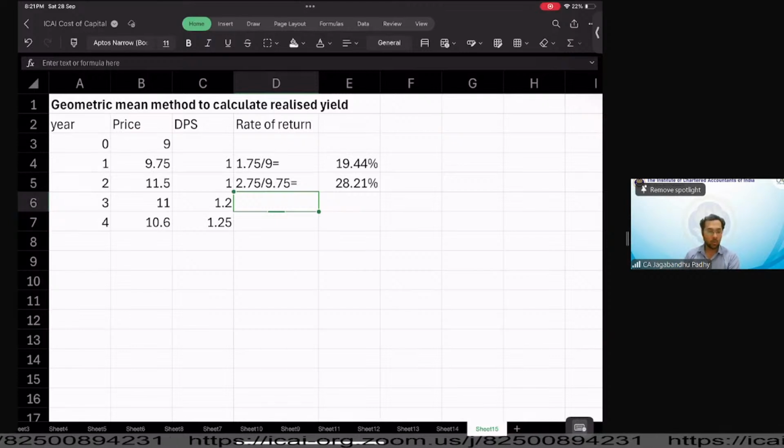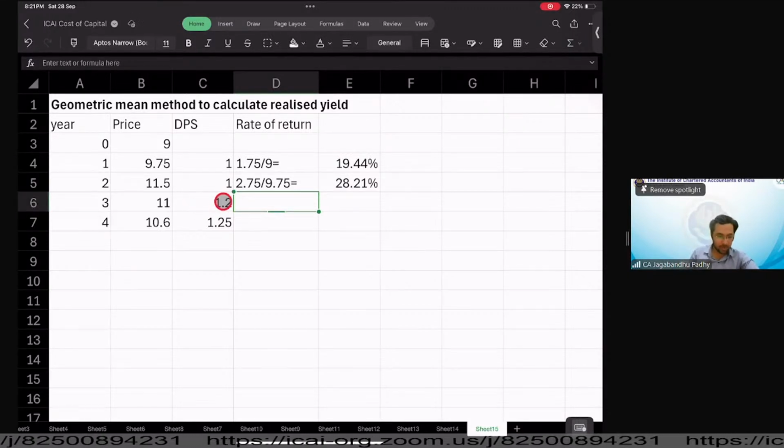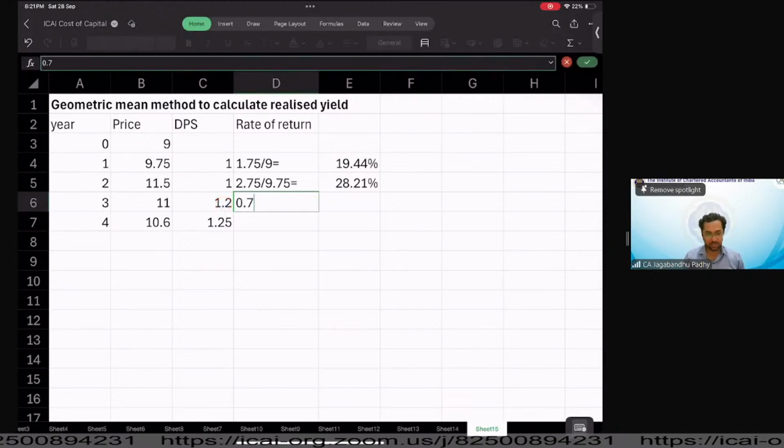Okay. What about the third year? Third year, what is the return that we are getting? The price has actually reduced from 11.5 to 11. The price has reduced, right? From 11.5 to 11. So can I say there is a loss of 0.5? But you are getting a dividend of 1.2. So what is the net thing that we are having? 1.2 dividend minus 0.5 loss. So can I say 0.7 is the gain? 0.7 is the gain that you're getting on what base value? Can I say 11.5, on an investment of 11.5?